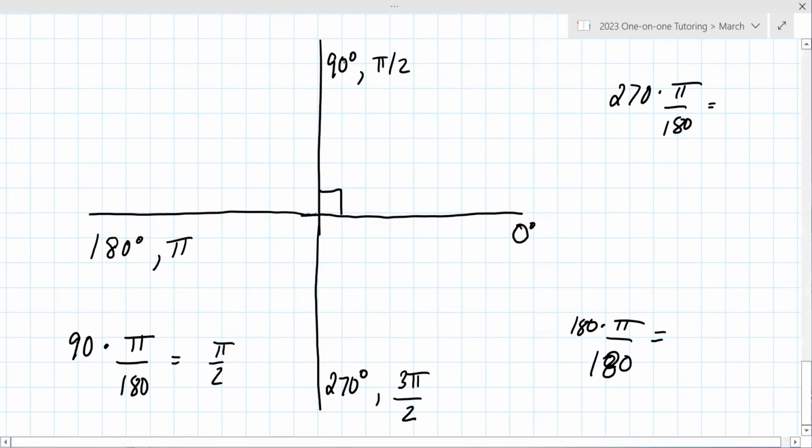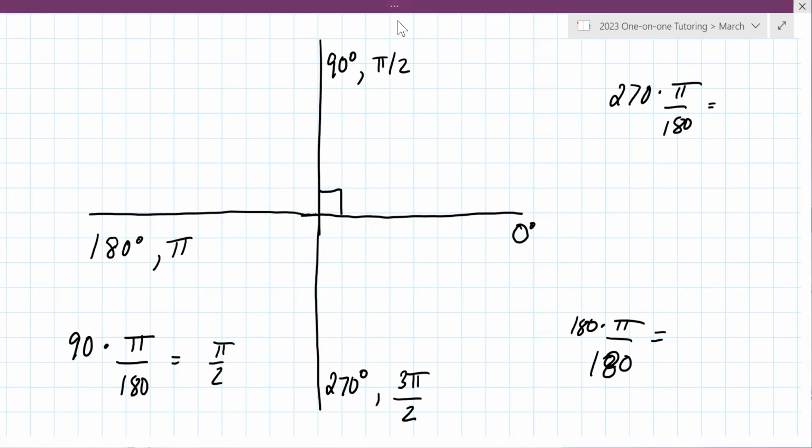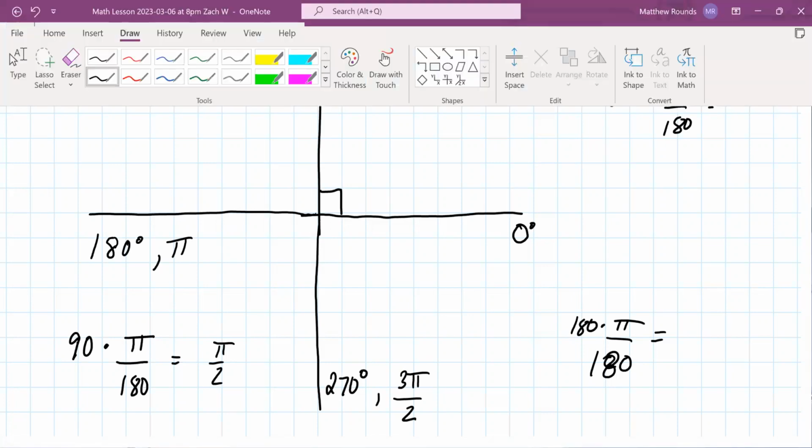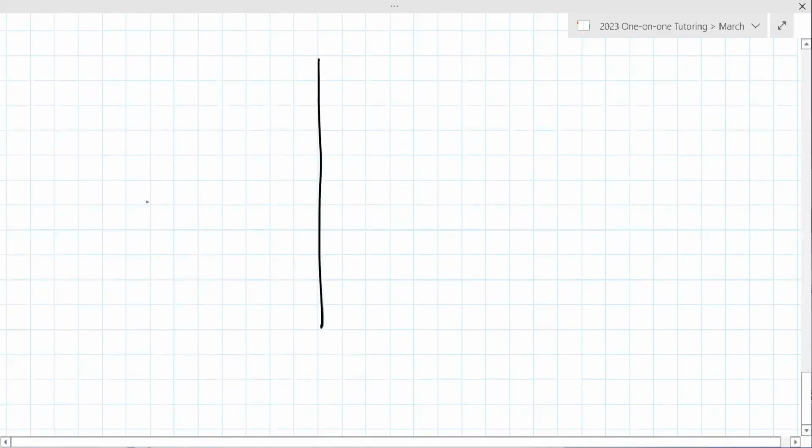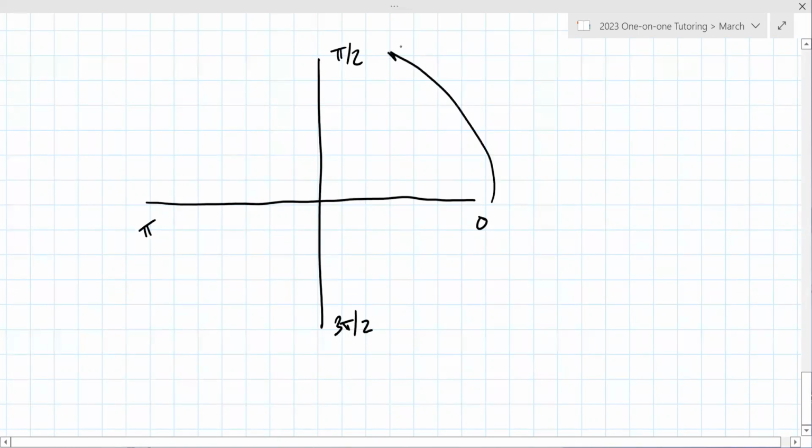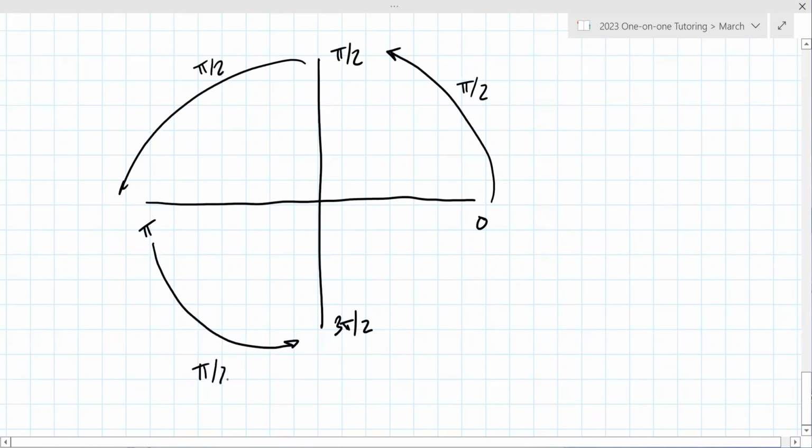So what is it going up by each time? Let me redraw it here so it's a little bit clearer. It's going up by 90 degrees. In radians though, what is it going up by each time? Pi over 2. Pi over 2, my bad. Right, because 2 pi would just be a full circle.